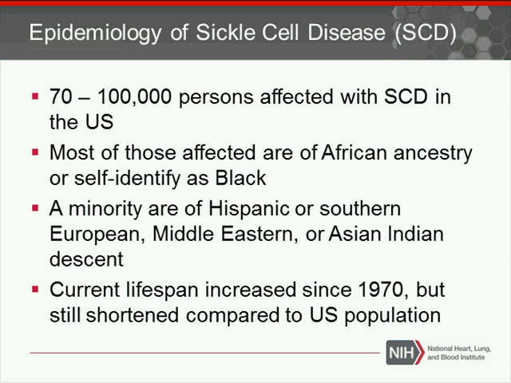Thank you. So this slide, many of you are already familiar with this. This is what we are working with. 70 to 100,000 persons in the U.S. are affected with sickle cell disease, and many of those are of African ancestry, although a minority are of Hispanic, Southern European, Middle Eastern, or Asian Indian descent. And currently, the lifespan has increased since 1970. I believe it's doubled. But when compared to the rest of the U.S. population, it's still shortened by 2 to 3 decades. Next slide.